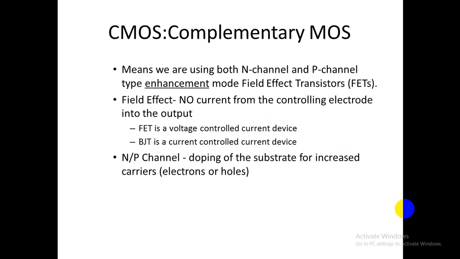CMOS is also known as complementary MOSFET, and in CMOS we are using both N channel and P channel type enhancement mode field effect transistors. Field effect means no current from the controlling electrode into the output. There are two transistor types, FET and BJT. FET is a voltage controlled device and BJT is a current controlled device. N and P channel doping of the substrate is for increased carriers, electrons or holes.